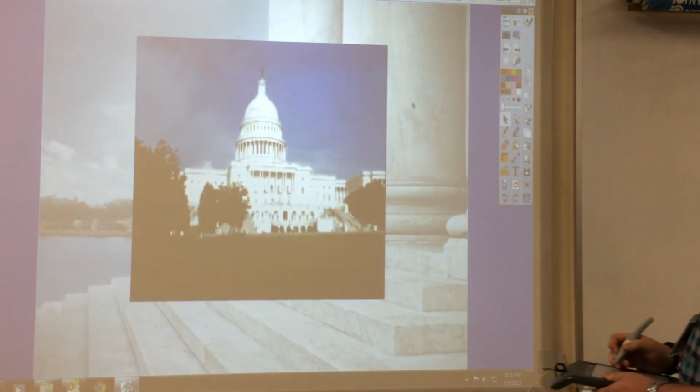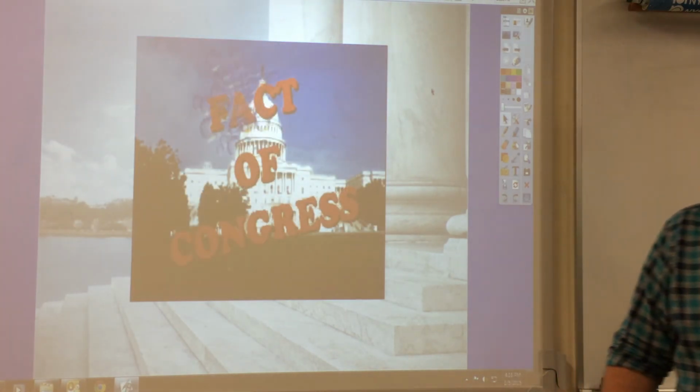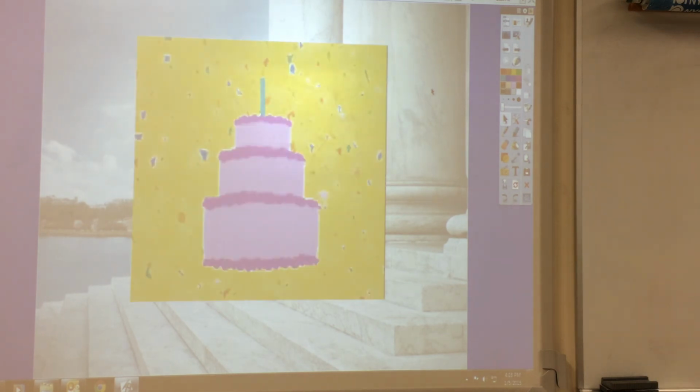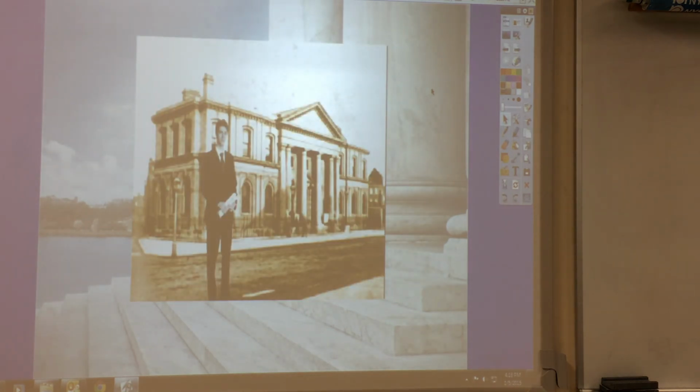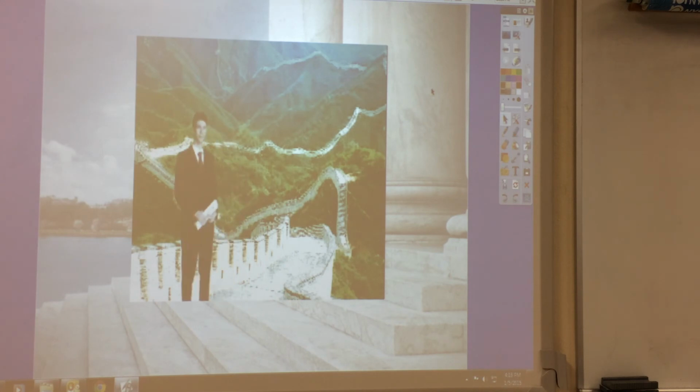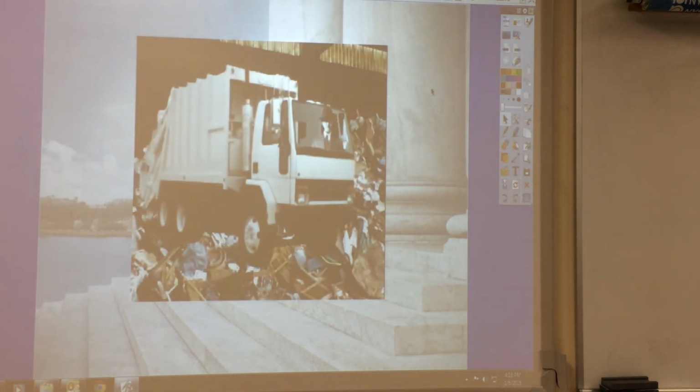Okay, one more. And now another fact of Congress. Our government is like a big 3-layer cake. We have local government, state government, and national government, often called federal government. But your local government doesn't handle foreign affairs, and your federal government doesn't handle trash pickup.